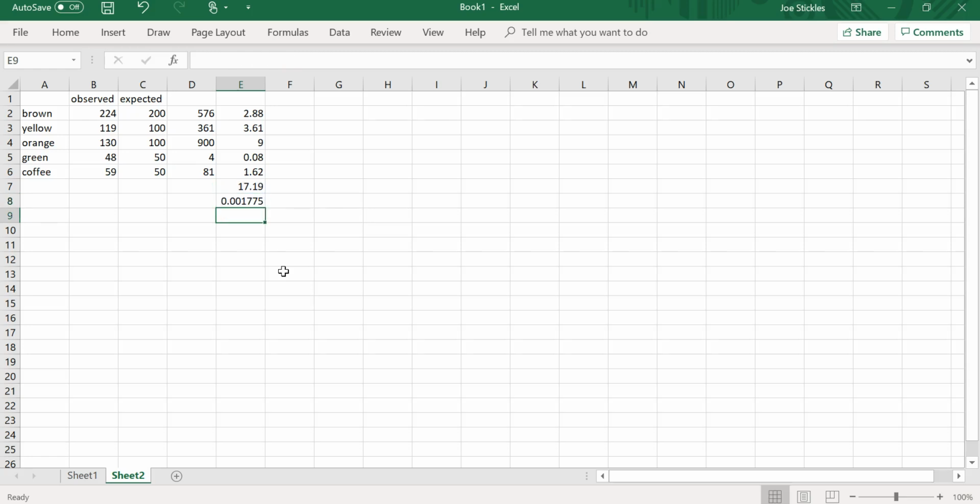That p-value is low. So we would reject the null hypothesis, so this is not a good fit. Does that make sense?